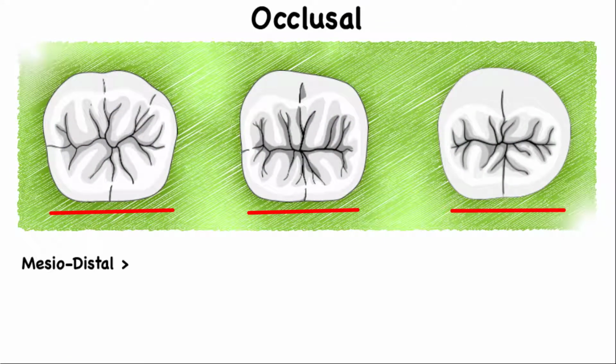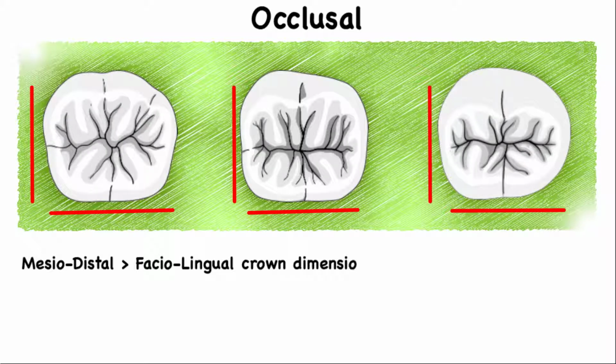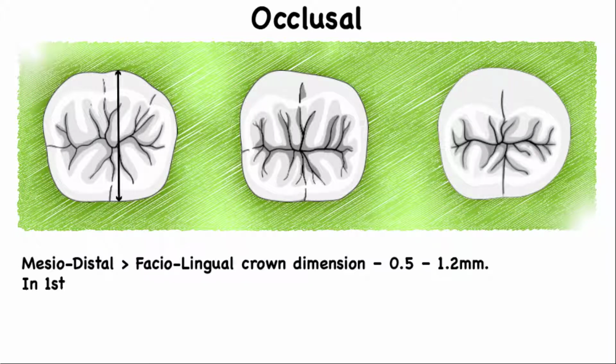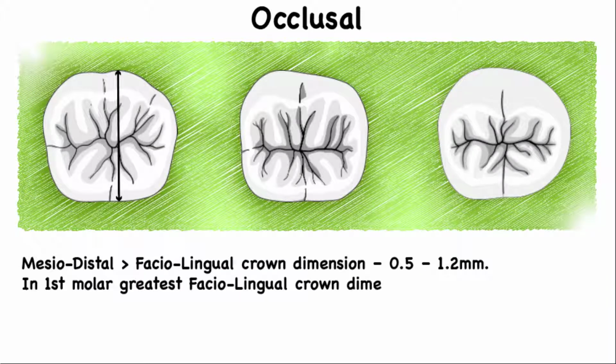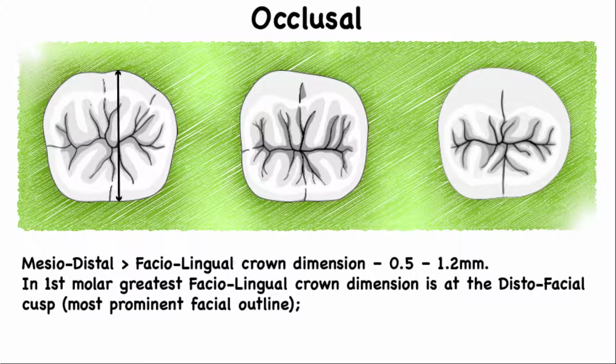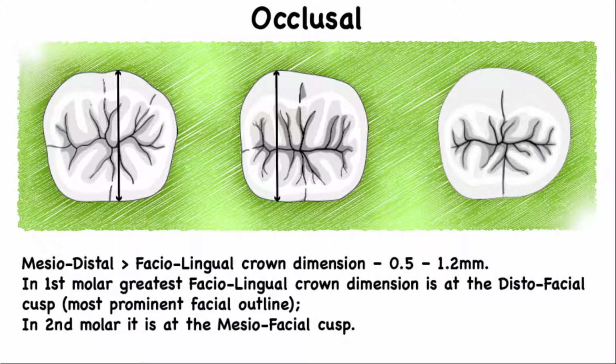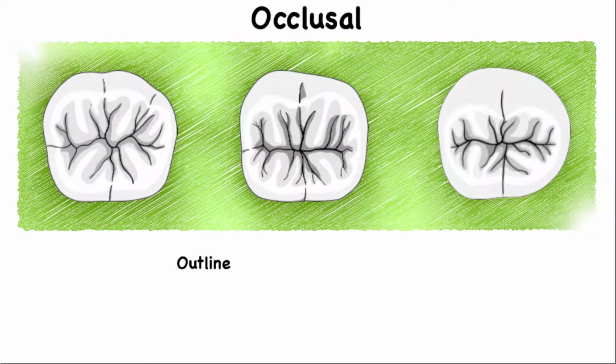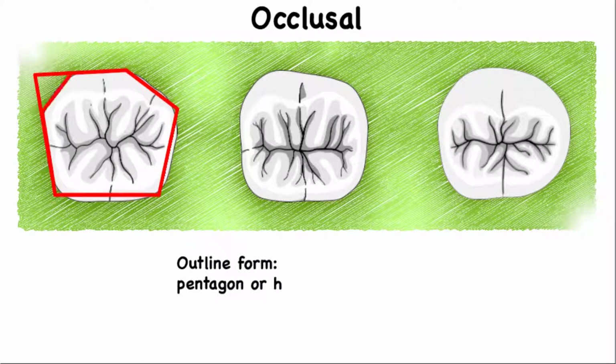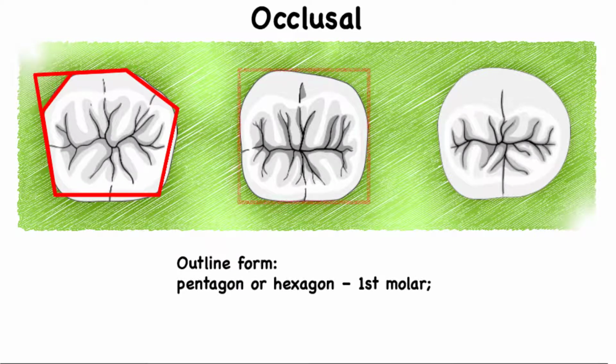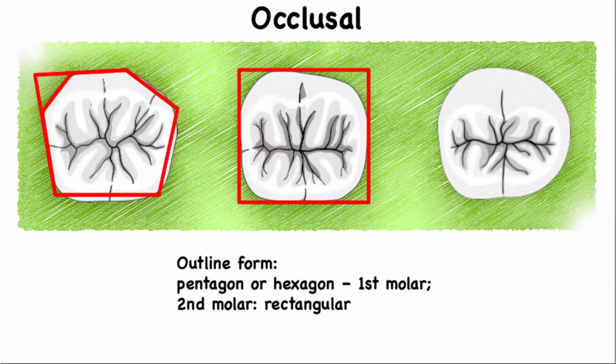Mesiodistal dimension is greater than the faciolingual crown dimension by about 0.5 to 1.2 millimeters. In the first molar, the greatest faciolingual crown dimension is at the distofacial cusp. Here, the facial outline is most prominent, as you would notice. But the greatest faciolingual dimension in the second molar is at the mesiofacial cusp. The occlusal crown outline form is either pentagonal or hexagonal in the first molar. In the second molar, it is rectangular, and in the third molar, it is ovoid.